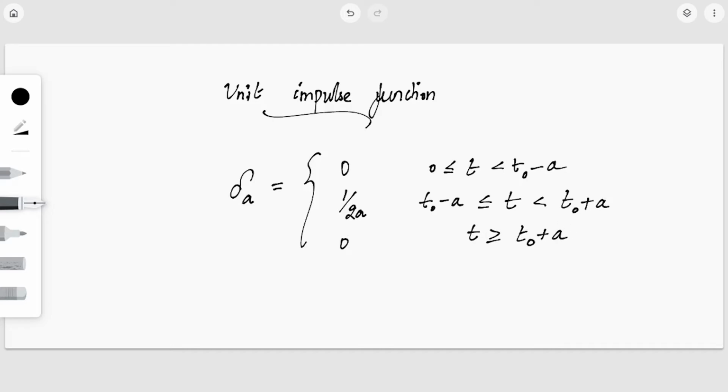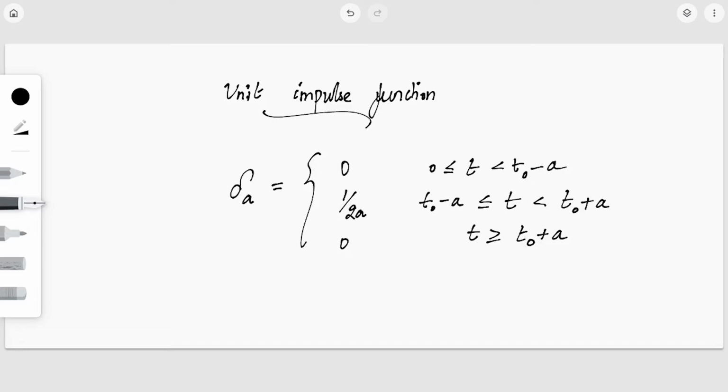So this is the unit impulse function, and we derive the Dirac delta function from this, or rather, it is actually the limiting condition of the unit impulse function. As you can see, as the value of a decreases, the magnitude will increase, right? Because a is in the denominator, so the magnitude of delta a will increase.